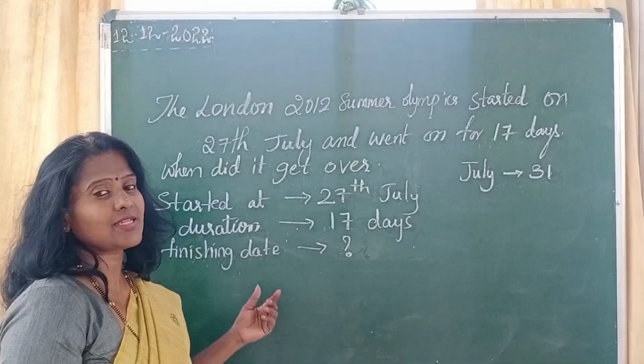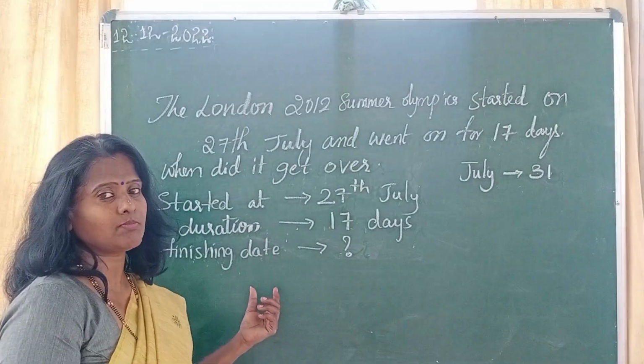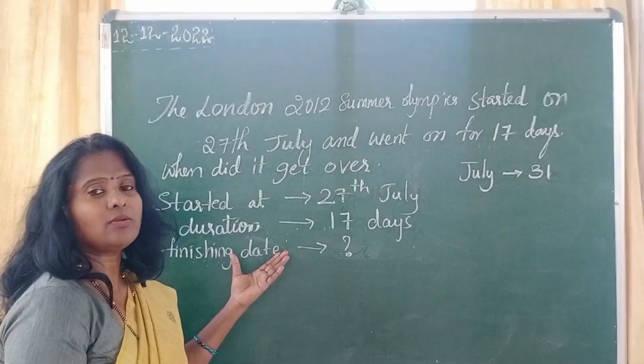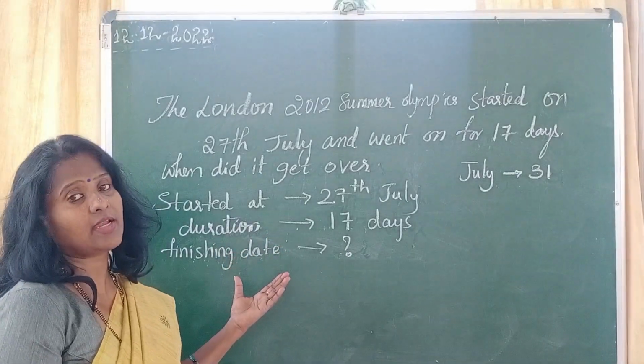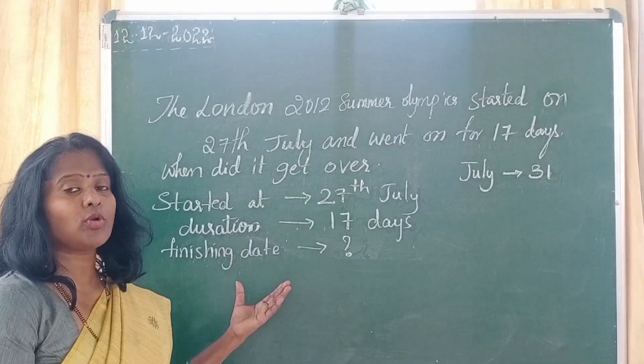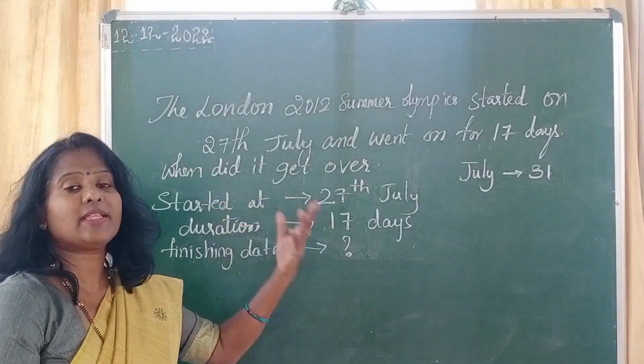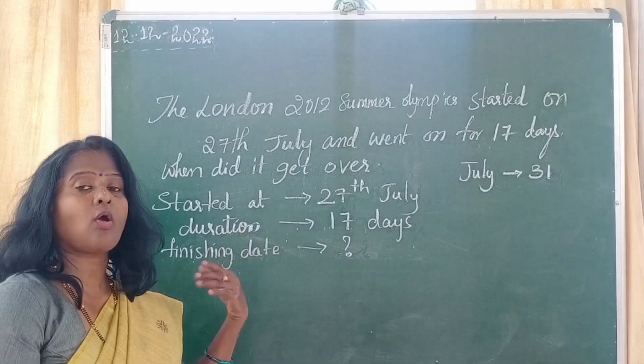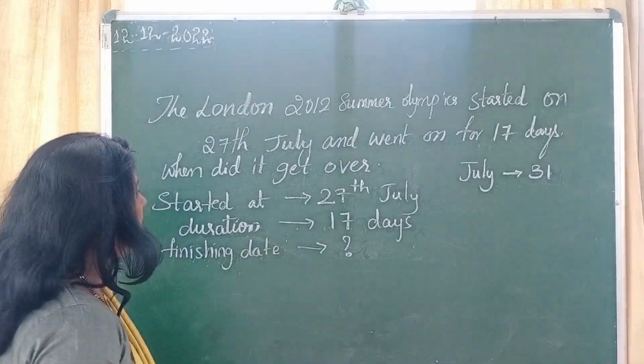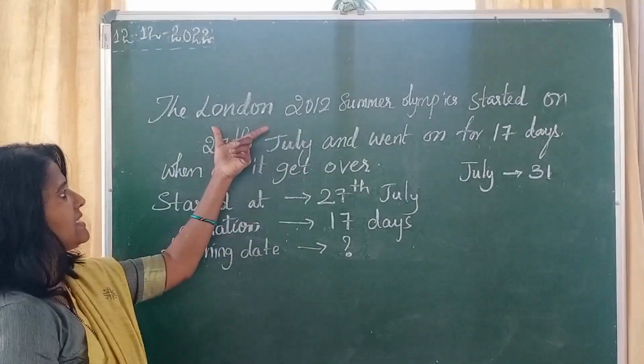Okay, children, in last class I forgot one more solution, that is how to find the finishing date and the starting date. I have told you about how to find the finishing time and the ending time. Now I will explain how to find the date on which it finishes, or how to find the date when it has started. Okay, now let us consider one example here.